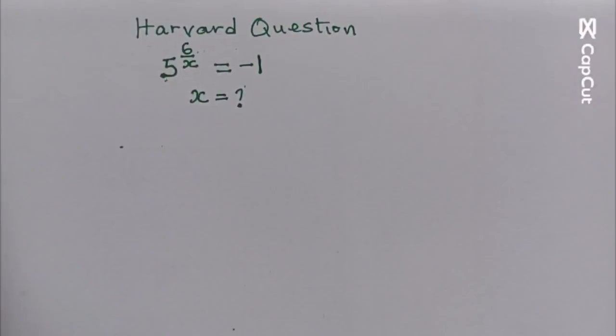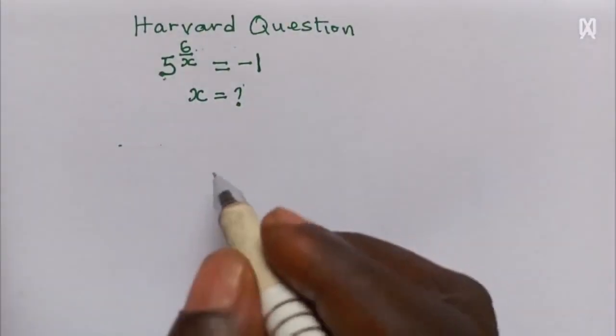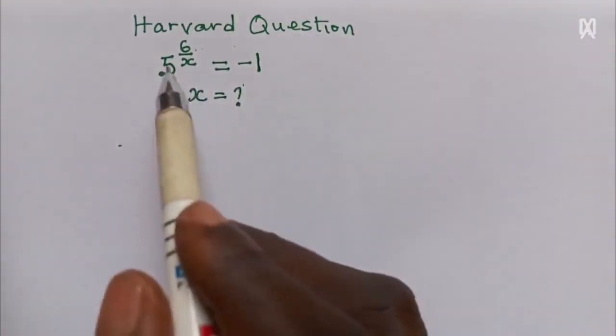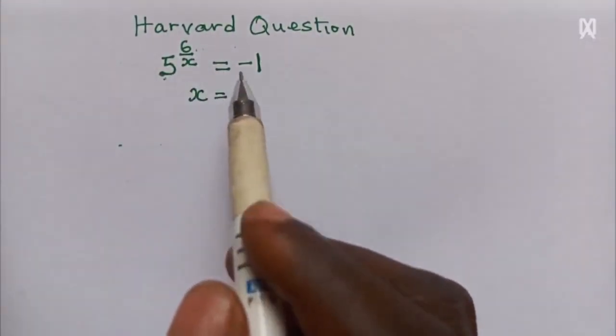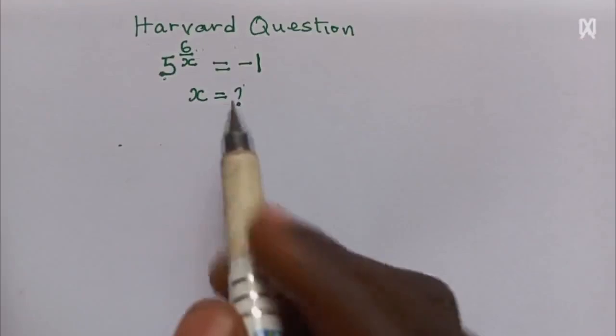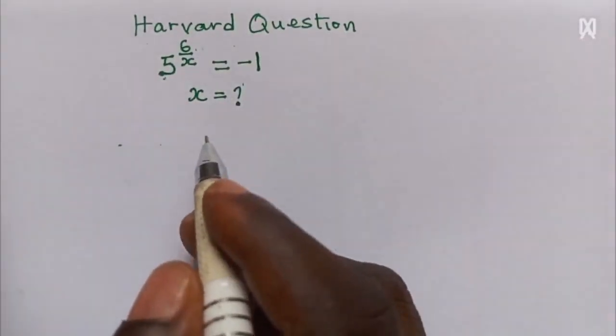Let's see this question. Let's solve this question. This is a Harvard question. The question says 5 raised to the power of 6 over x equals minus 1. We have to find x.